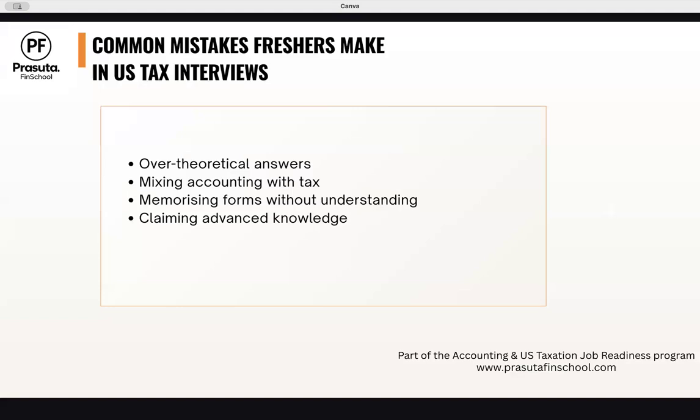Then claiming advanced knowledge. Most candidates get rejected over here because they claim that they know advanced skills in MS Excel, maybe advanced knowledge in US taxation. And when interviewers ask, because if you say that you know, the interviewer will definitely test the knowledge, and then you will fail to answer the same, and you will be rejected, because the interviewer is not expecting any advanced knowledge from you. So do not claim it.